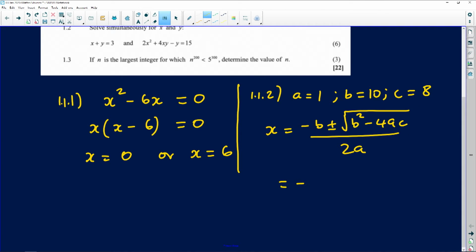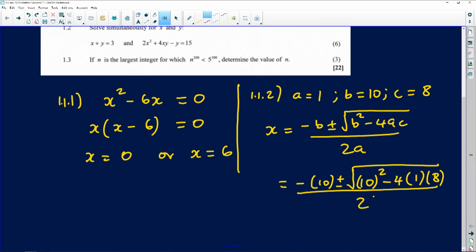So what we're going to have here is negative of positive 10 plus or minus the square root of. Now, please don't do this. Don't put 10 squared like this, because you're going to get used to doing a wrong thing. All simplifications that require substitution need to have the numbers in brackets, because if that number was a negative, it would give you a different result if it didn't have a bracket. So always make sure you use brackets. Your a is 1 and your c is going to be positive 8. Everything has to be divided by 2 times a, and our a is equal to positive 1.